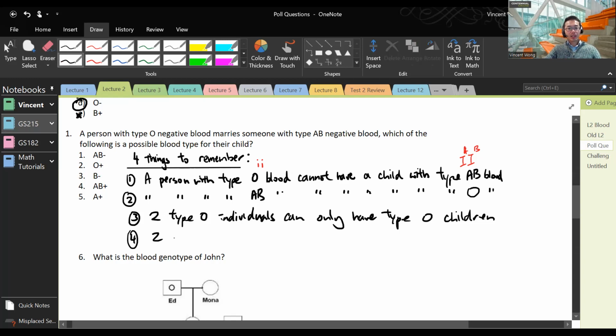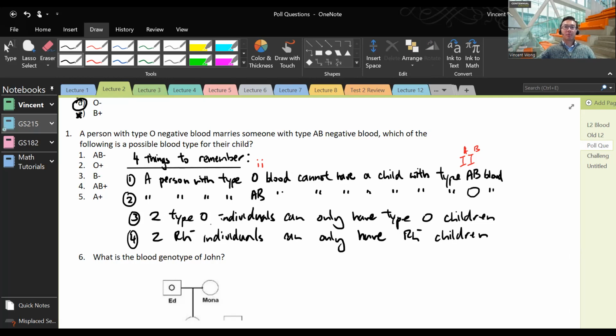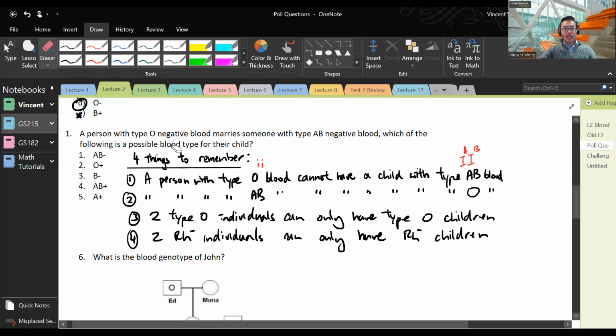And lastly, 2 Rh negative individuals can only have Rh negative kids. Okay, same reason. If you're Rh negative, that means you're negative, right? As a genotype. And if you marry someone else who's also negative, then the whole family is going to be negative. If you remember these 4 things, then you can do these types of questions very quickly.